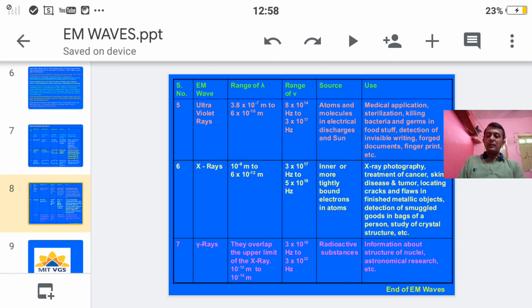Then to distinguish between real and fake gems, ultraviolet rays are used. And even for the analysis of chemical compounds we are using ultraviolet rays.